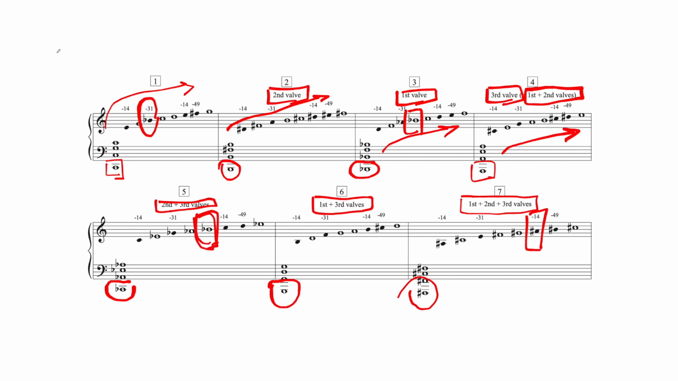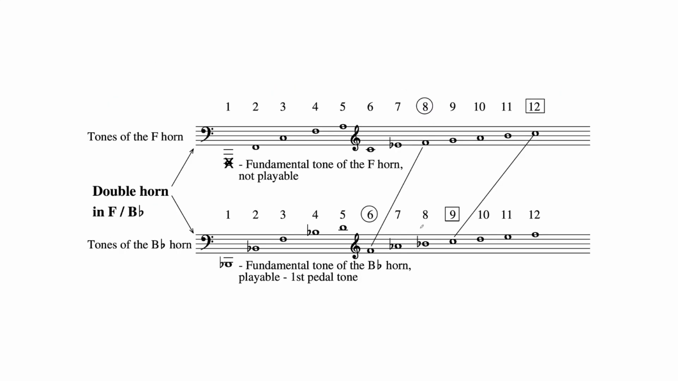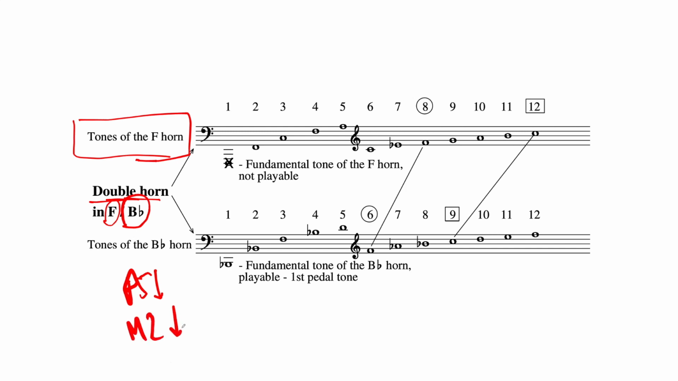And this is how our modern horns today work. Our modern horns are in F, but actually they are double horns, which means they are at the same time horns in F and also horns in B flat. Horn in F will sound a perfect fifth lower, and horn in B flat will sound a major second lower. But you don't have to care about it.